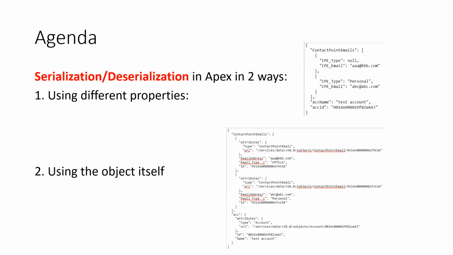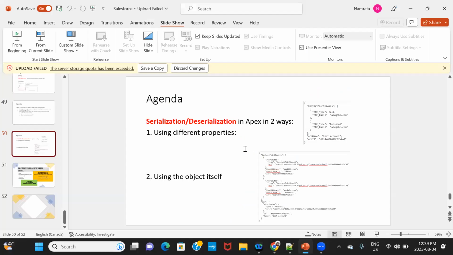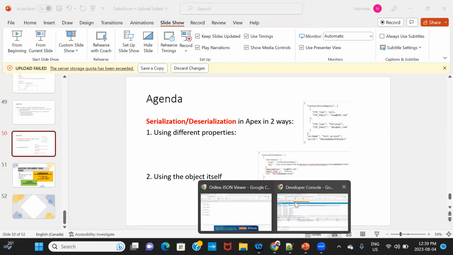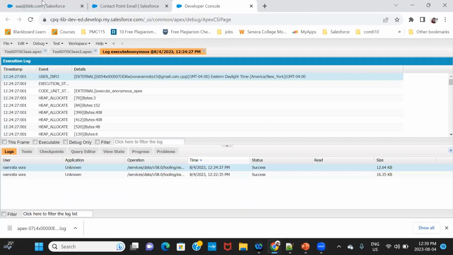Now, when I say two ways, what does it mean? The first one, you could see that both of them are JSON. But in the first one that you see, let me actually go to my org and show you to illustrate the difference properly.